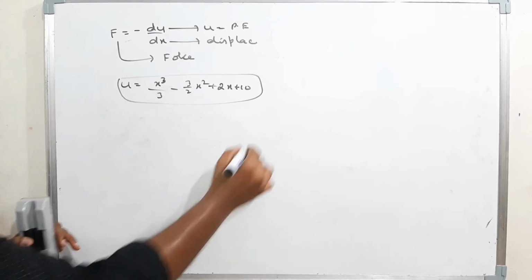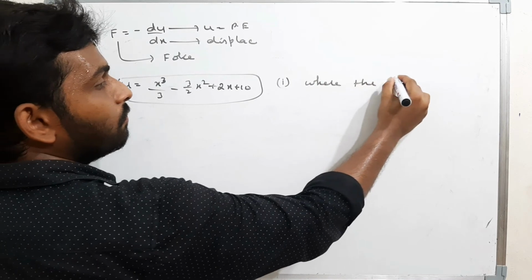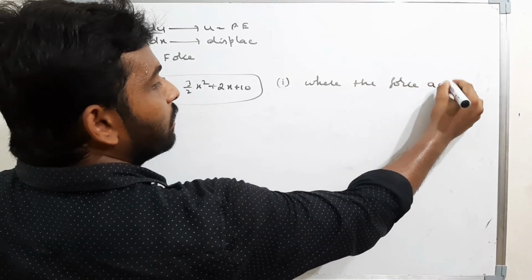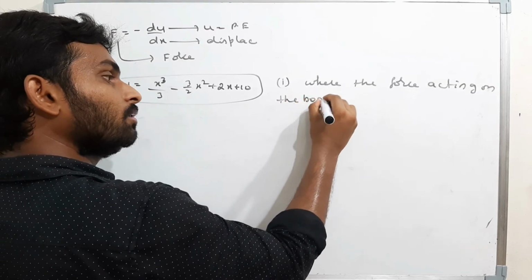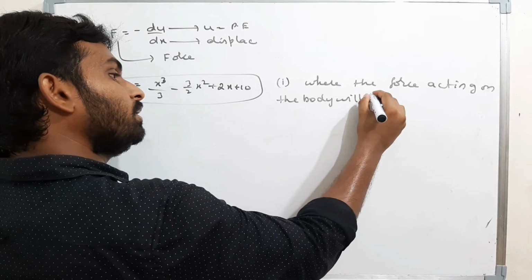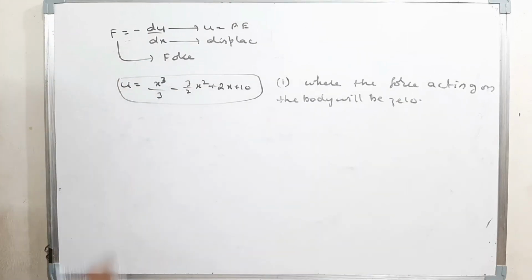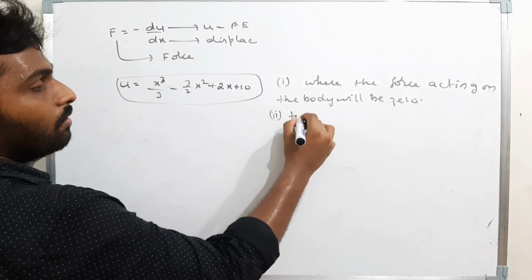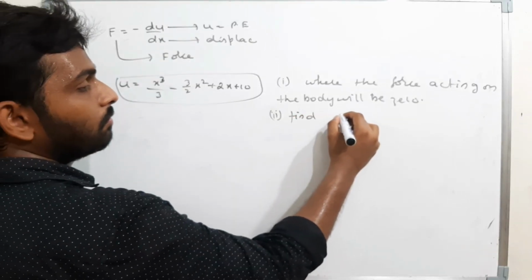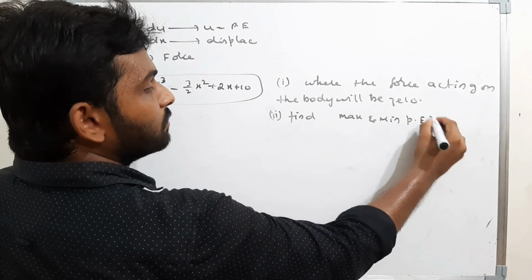Now they told us to find where the force acting on the body will be 0. And the second question, find the maximum and minimum potential energy.